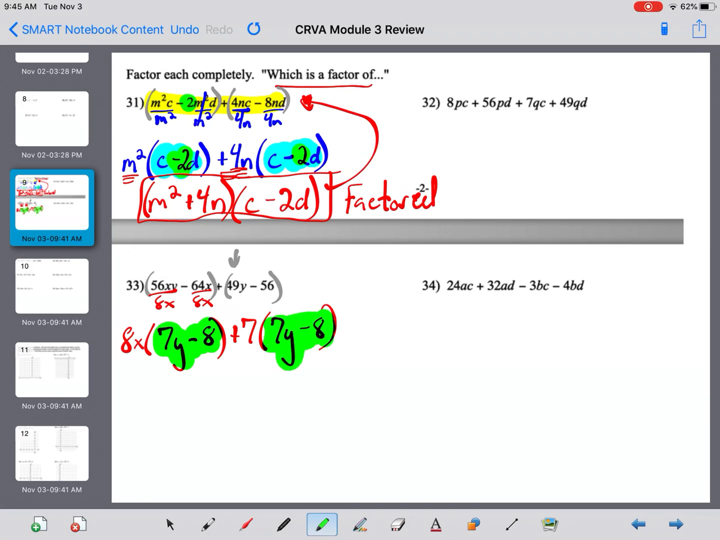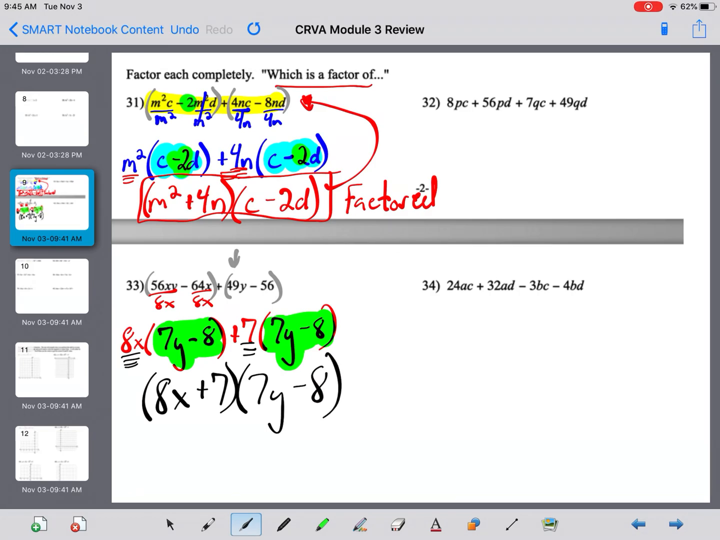Nope. They need to. And if they don't, change what you're factoring out so they do. I mean, you got to factor things out correctly, but look at positives and negatives and whatnot. So I got the 8x plus 7y from taking my mini GCFs and putting them together. And then I multiply that by a 7y minus 8, one of the matching parentheses. And that's it.